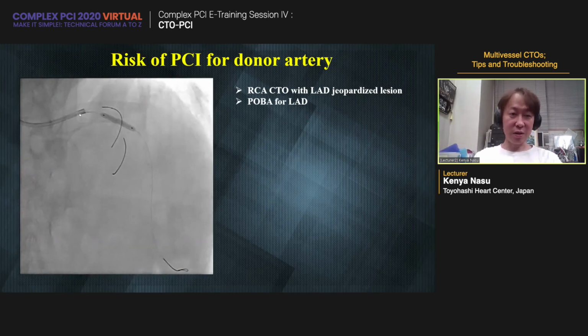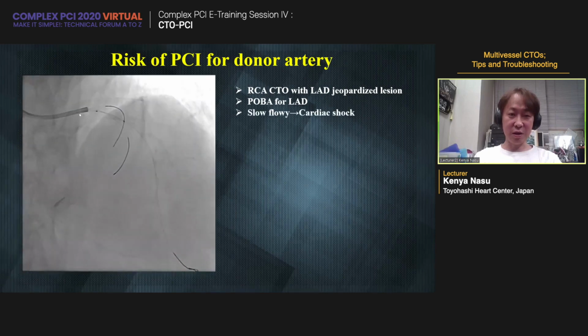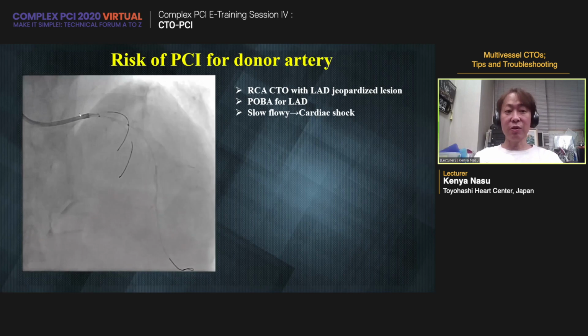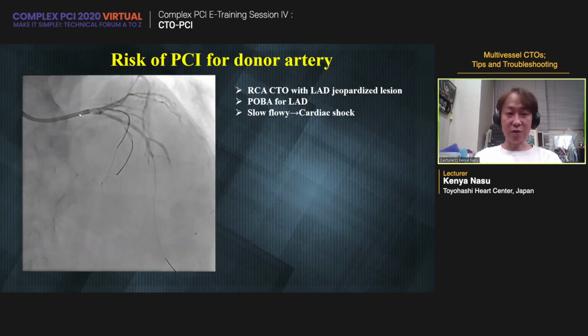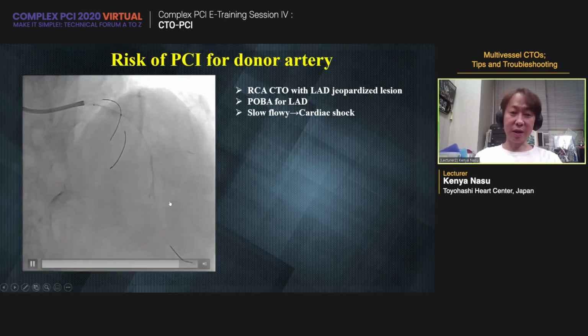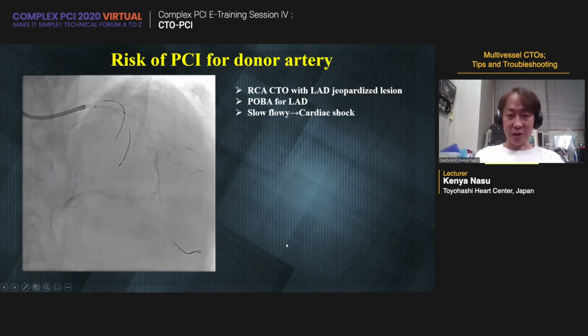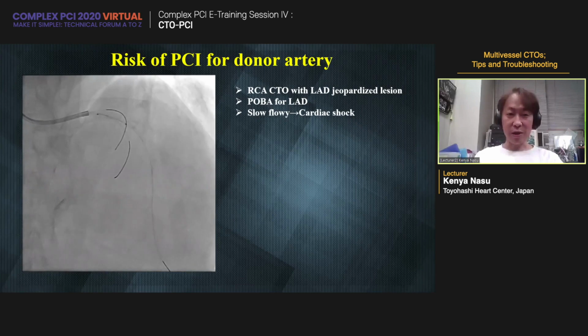So I dilated with a balloon, but after balloon dilatation, slow flow occurred. Even though this CTO has a good epicardial collateral channel from the circumflex, the patient had severe chest pain and we met cardiac shock.